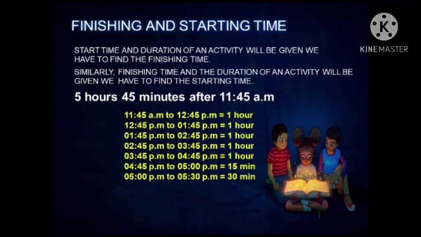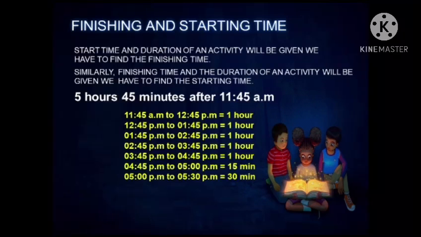So 11:45 to 12:45 is 1 hour, 12:45 to 1:45 is 2 hours, 1:45 to 2:45 is 3 hours, 2:45 to 3:45 is 4 hours, 3:45 to 4:45 is 5 hours, 4:45 to 5 is 15 minutes, and 5 to 5:30 is 30 minutes. So together we have to add what we have split in between. So 1, 2, 3, 4, 5 hours, 30, 40, 45. So 5 hours 45 minutes.